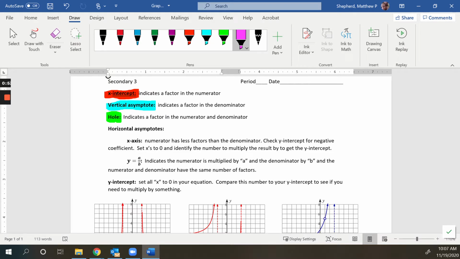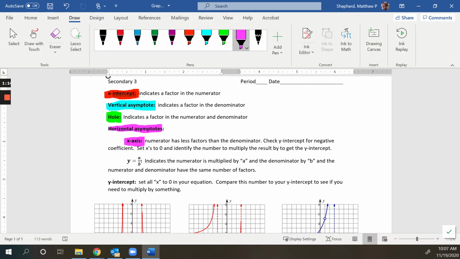Finally, we've got two different types of horizontal asymptotes. One would be on the x-axis. If it's on the x-axis, one thing that tells us is that the numerator has fewer factors than the denominator. So that's a good quick way of checking to make sure you've done things properly.